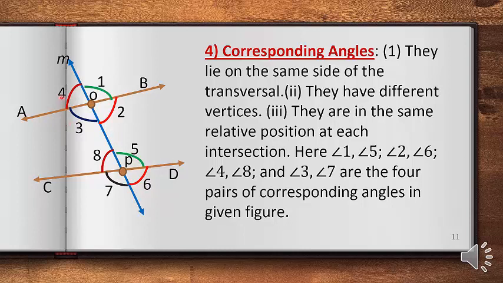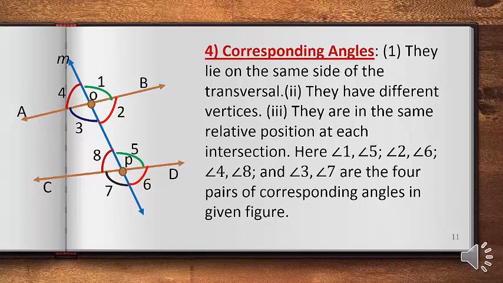Take angle 4 and angle 8. They are on the same side of the transversal. Angle 4 has vertex O and angle 8 has vertex P. Also angle 4 is an exterior angle, angle 8 is an interior angle. So we say angle 4 and angle 8 are corresponding angles.